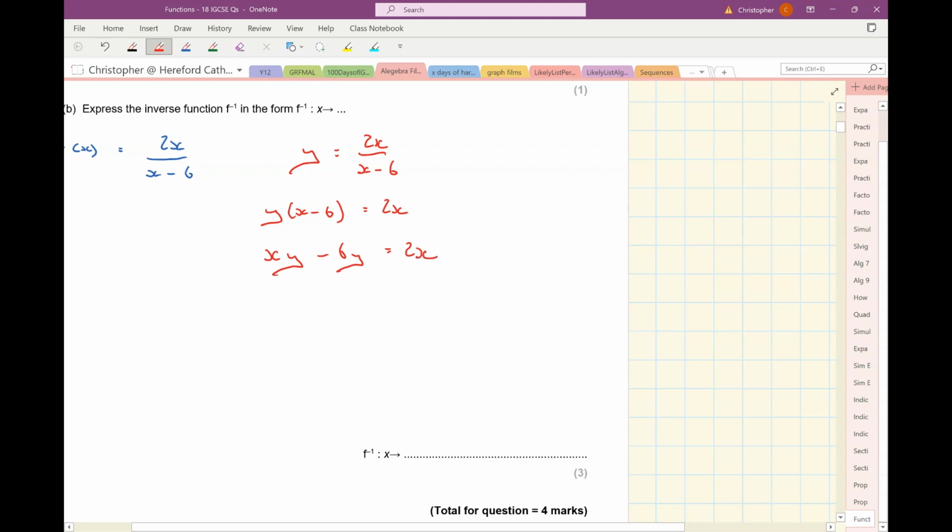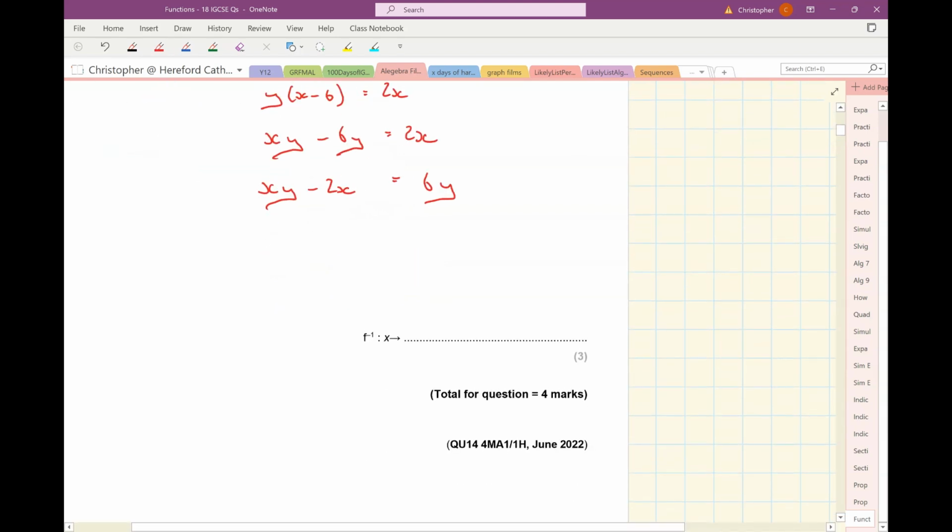Now I'm trying to make x the subject, so I'm going to put anything with an x in it on the left, and all the other rubbish on the right. So I'm going to minus 2x from both sides, which is going to give me xy minus 2x. And I'm also going to add 6y to both sides, which gives me 6y on the right. Now, how am I going to make x the subject here? Well, the answer is, because x appears in both of those terms here, I'm going to factorise that. It gives me the left-hand side is x lots of y minus 2 equals 6y. And now you can see that you can make x the subject by dividing both sides by y minus 2.